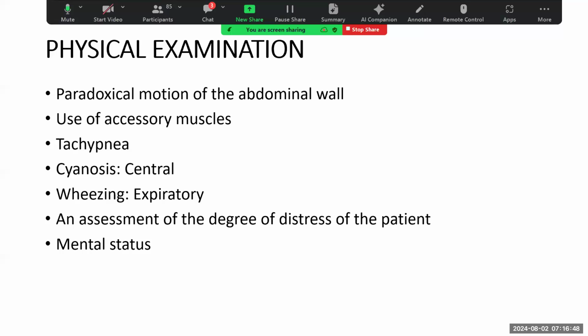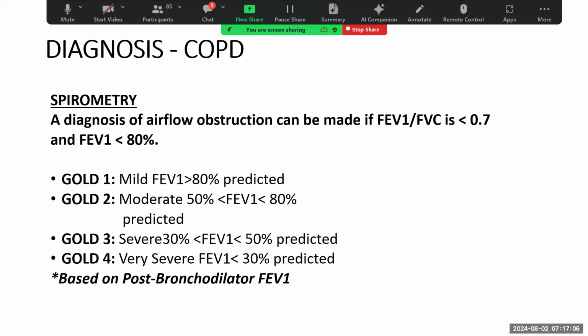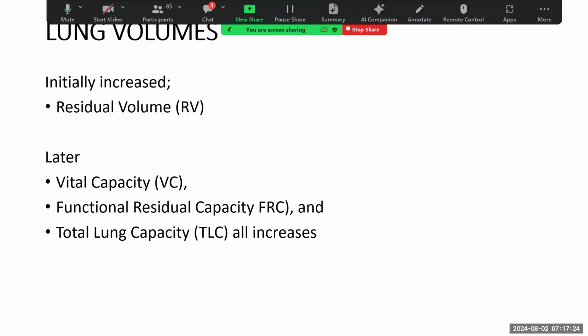So I've mentioned in the physical examination, you also want to look out for tachypnea, cyanosis, like I mentioned, the central cyanosis, wheezing, which usually will be respiratory, and then you want to assess this patient further because they may also have depression, so you want to assess their mental status as well. In the diagnosis of COPD, spirometry becomes relevant when you have an FEV1 over FVC that is less than 0.7. So we can use the GOLD criteria in classifying this patient to mild, moderate, severe, and very severe.